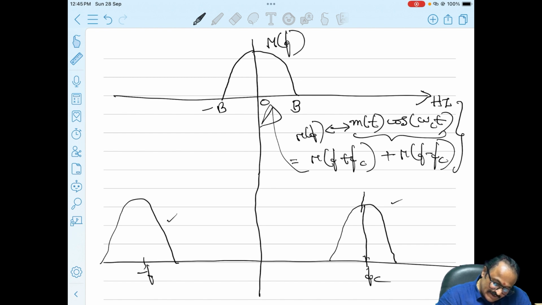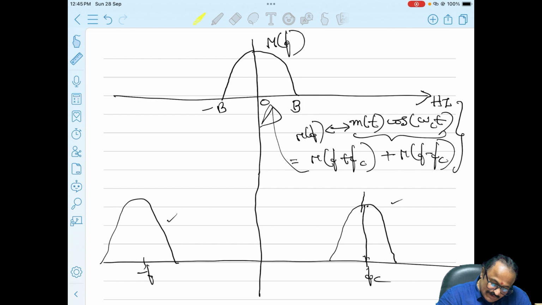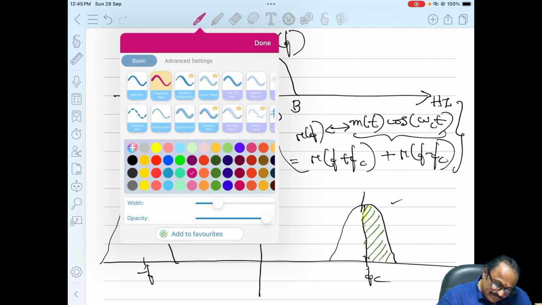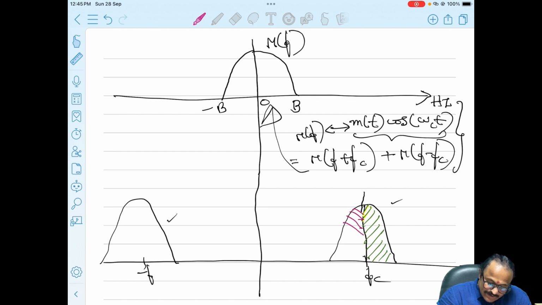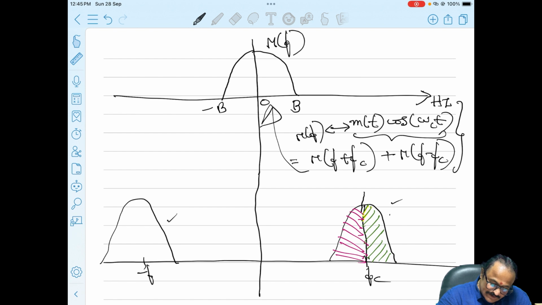The carrier frequency doesn't exist, but it will have an upper side band and a lower side band. This is the upper side band. Don't forget this. And this is going to be the lower side band. This is your upper side band, and this is your lower side band.